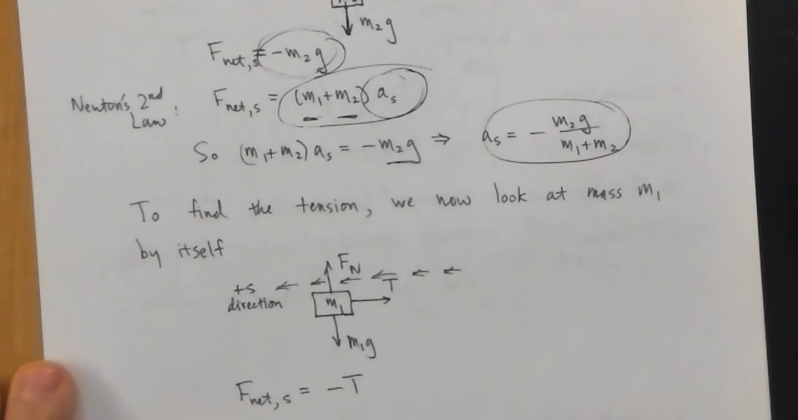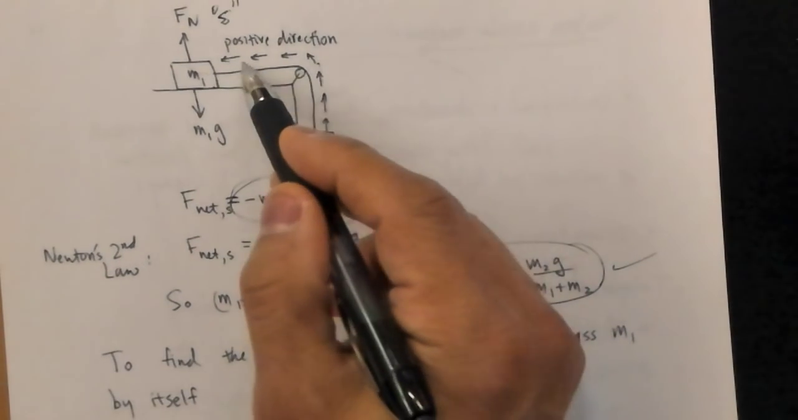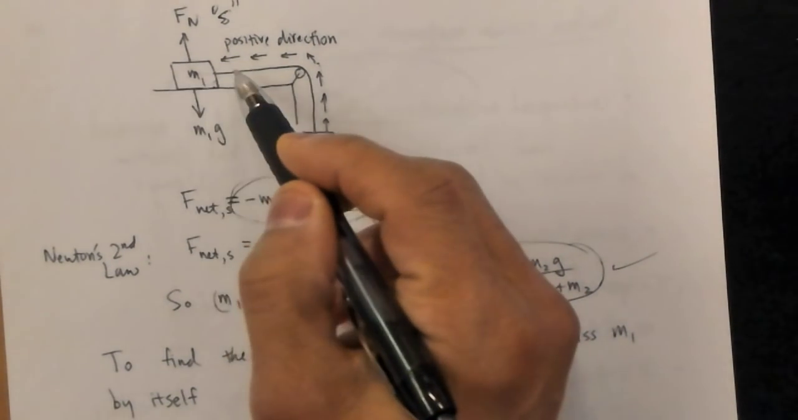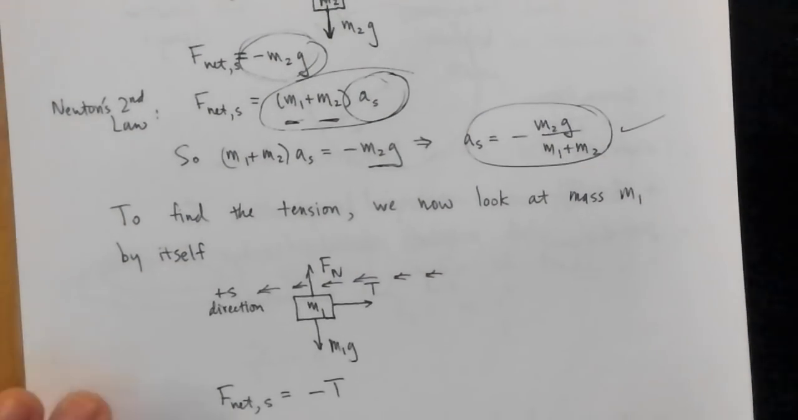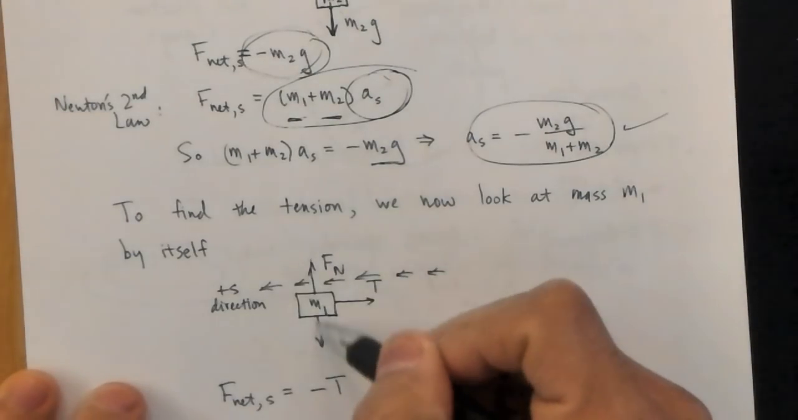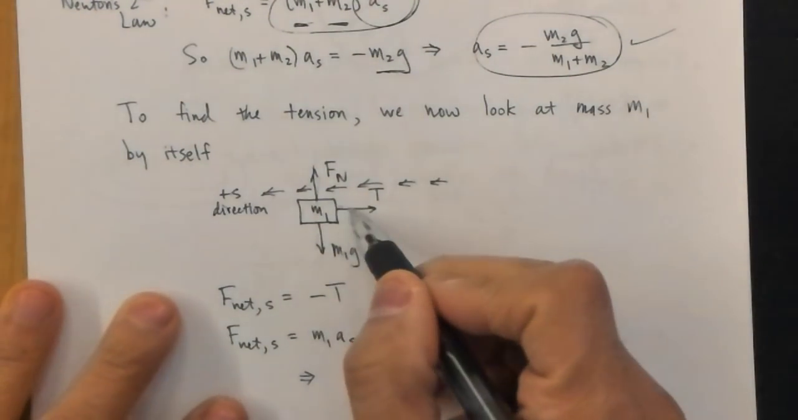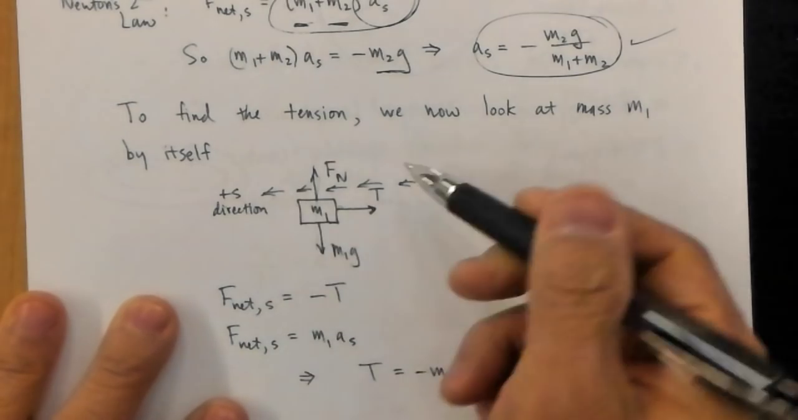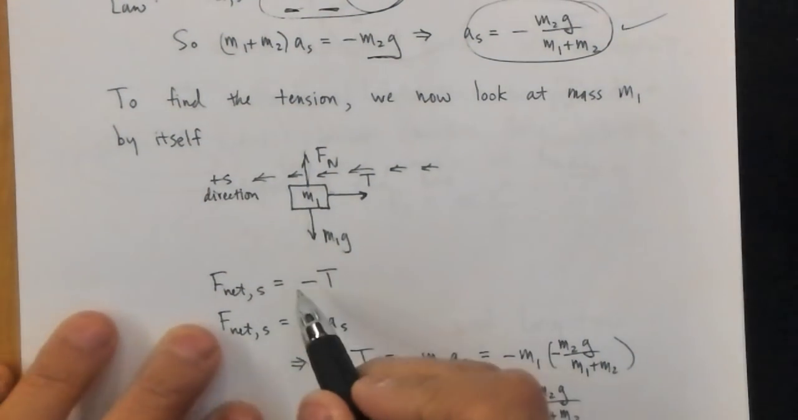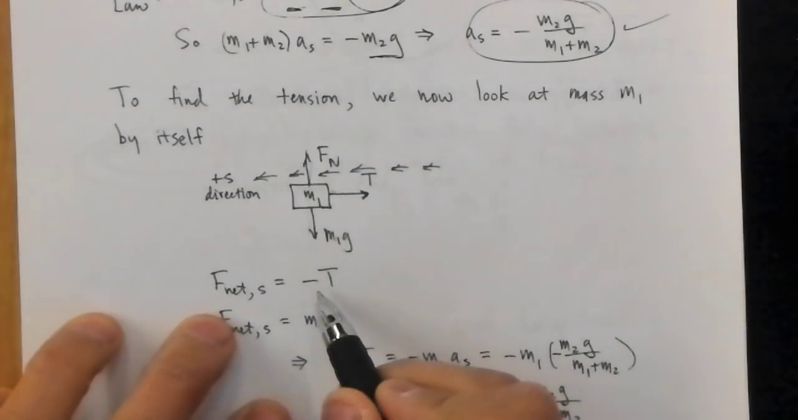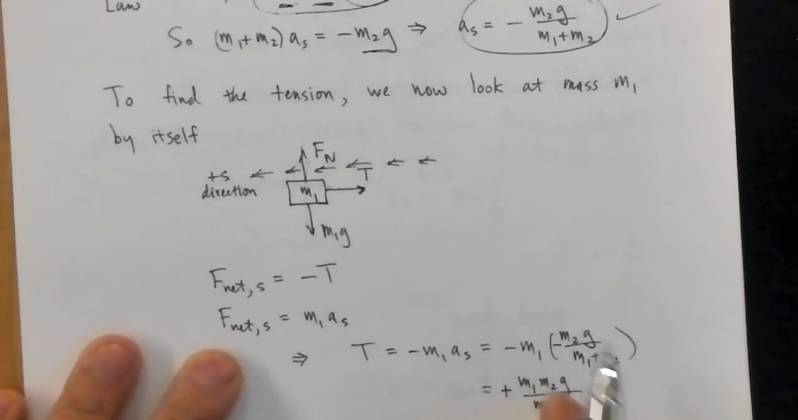To find the tension now, we know the acceleration. We can now focus on what's going on with this mass here, because there's only going to be this force of the tension, and we can analyze what that tension is quickly. These vertical forces don't do anything in the positive S direction, so we can ignore them. We just have the tension going in the negative S direction. Positive S is this way, and so T is going negative.